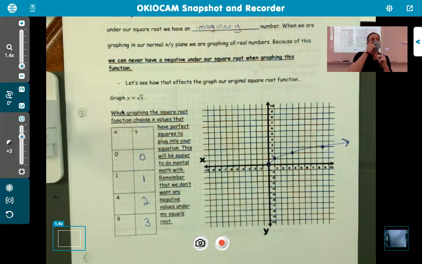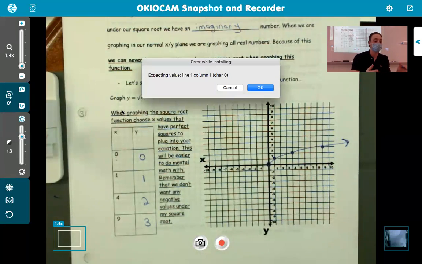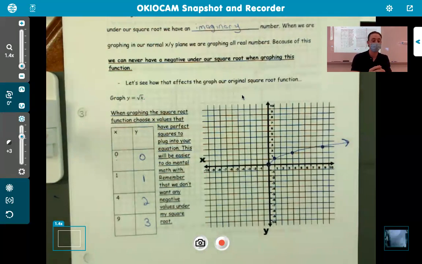Any questions about what we've done so far? So this is our standard function for the square root, all right? This is what y equals square root of x is always going to look like. Well, what do we notice about the x and y values of this particular function?